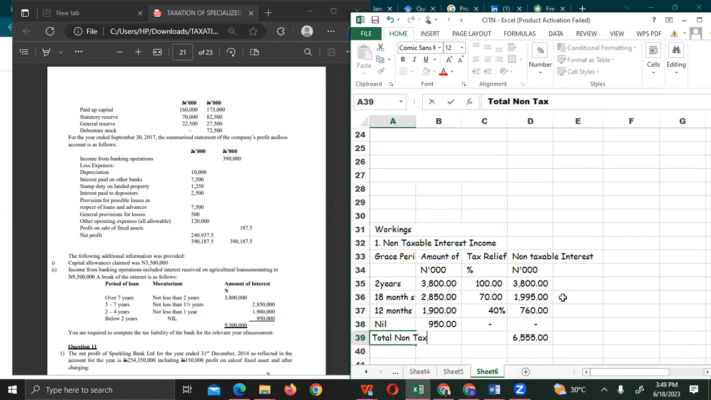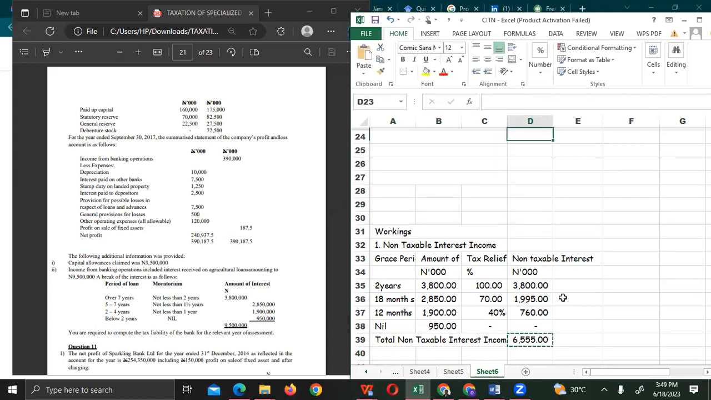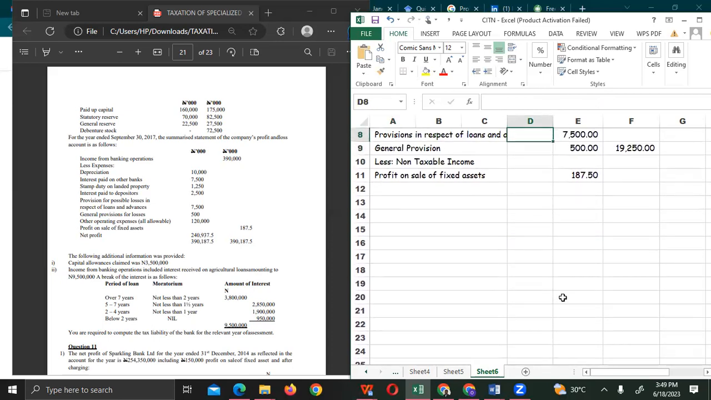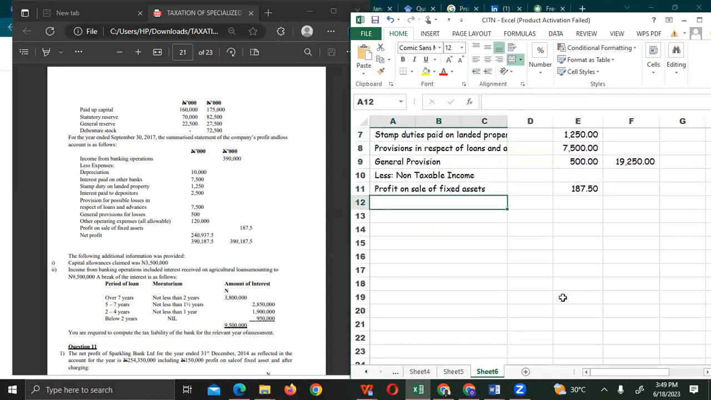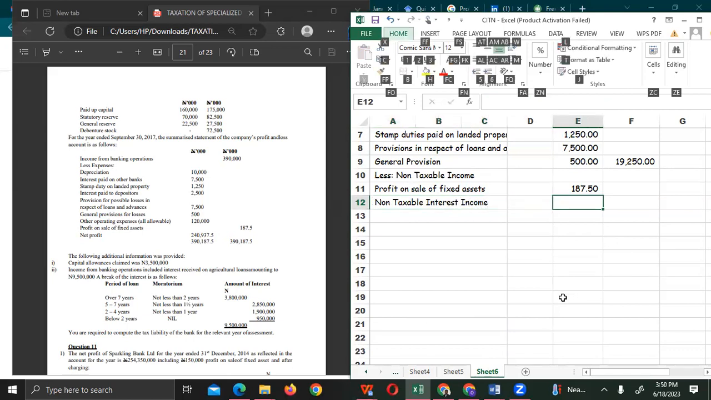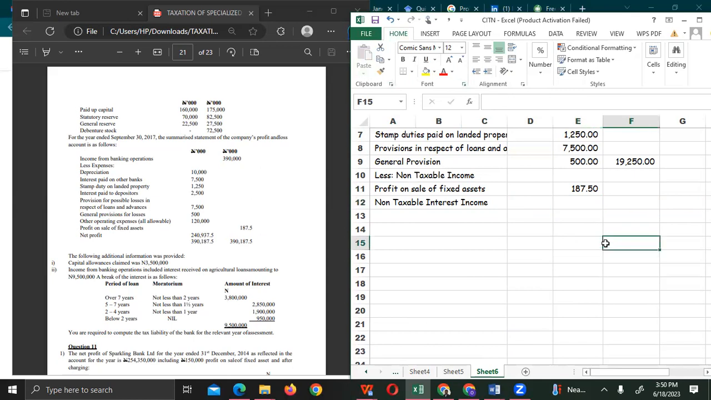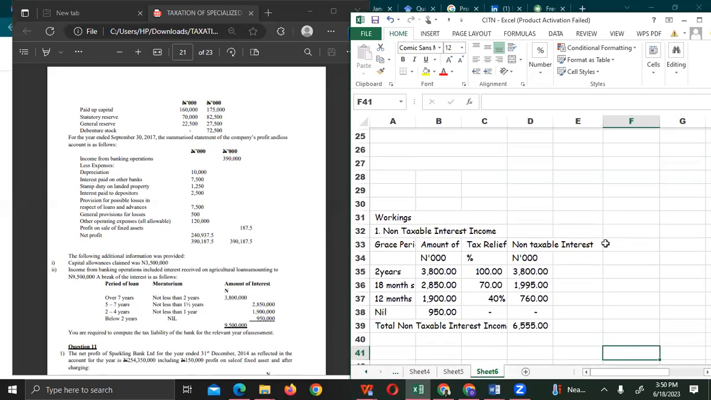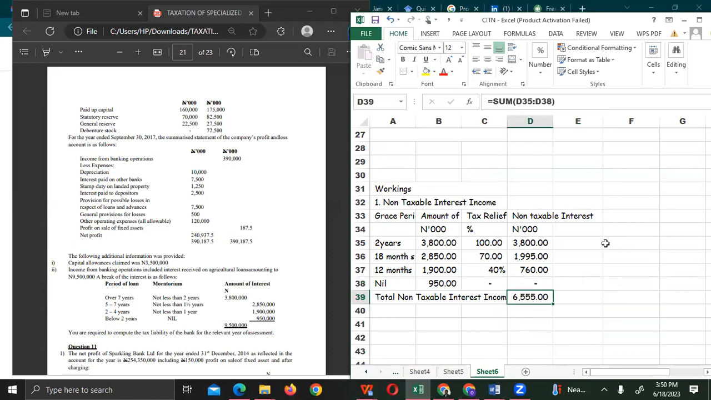Total non-taxable interest. Are we together, please? We are with you, sir. Taxable interest income. All right, so we have this.